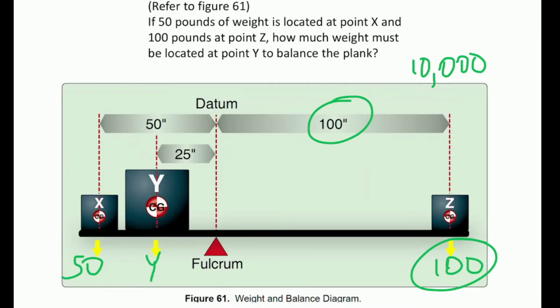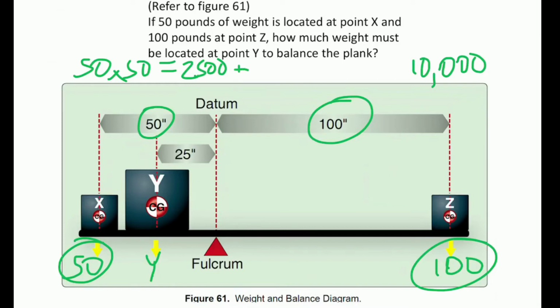How do we do that? Well, we know that 50 times 50, so this times this, equals 2,500. And so we need to add 2,500 plus the moment of whatever Y is. And so 2,500 plus Y times 25 should equal 10,000.